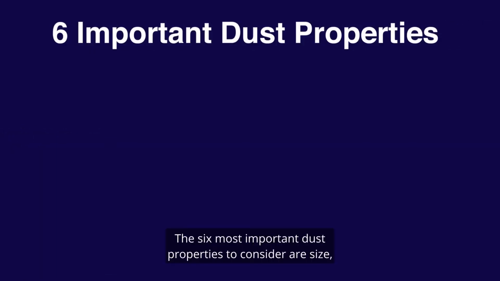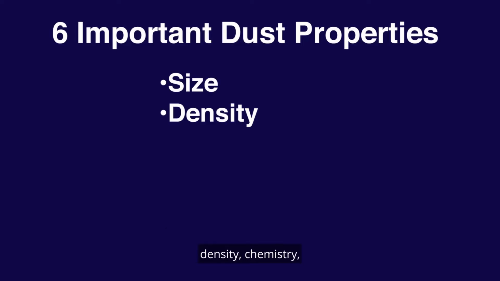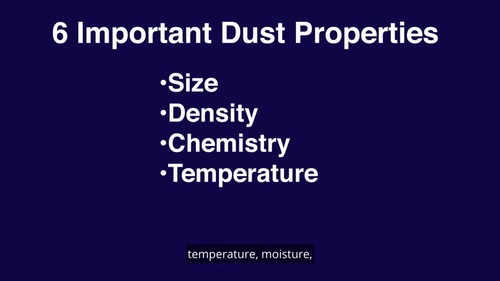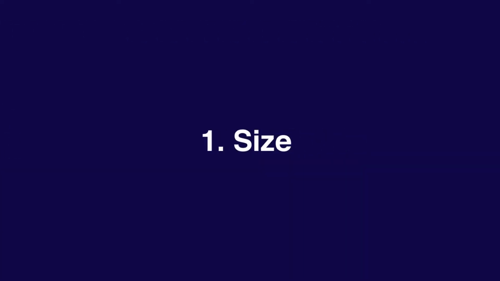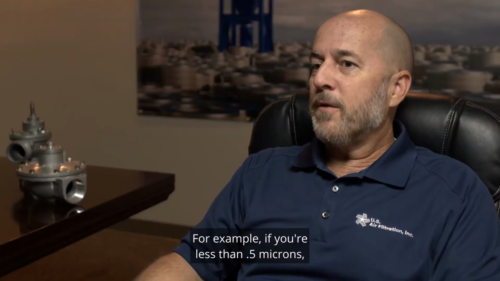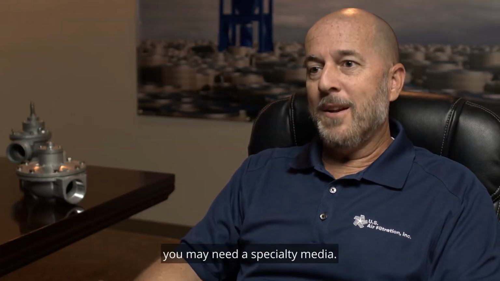The 6 most important dust properties to consider are size, density, chemistry, temperature, moisture, and combustibility. Is your particulate small or large? For example, if you're less than 0.5 microns, you may need a specialty media.